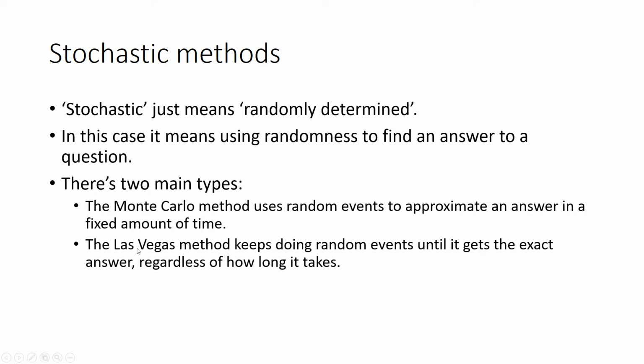Sometimes you can do what's called the Las Vegas method. It does really depend on what you're trying to calculate, but sometimes you can. And Las Vegas means keep on doing random events until you do get the exact answer. You're guaranteed to get an exact answer, but we're not guaranteed to say how long it's going to take to get that answer. And it's called Las Vegas because the house always wins.